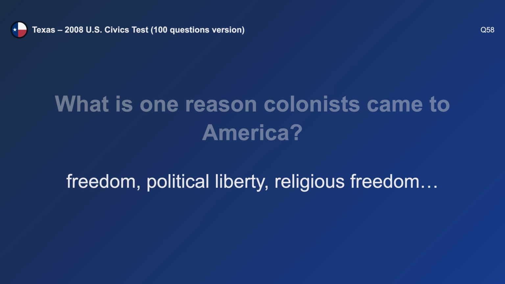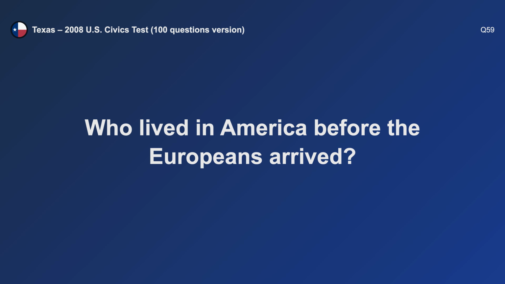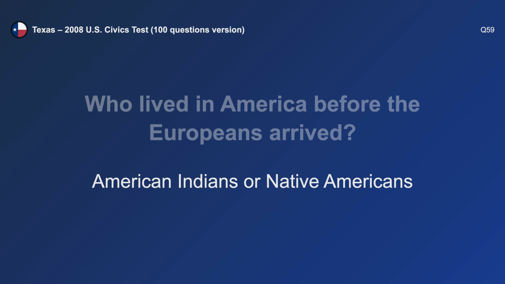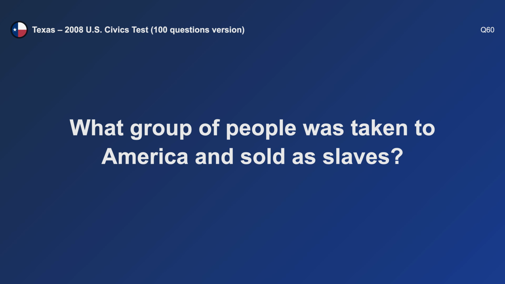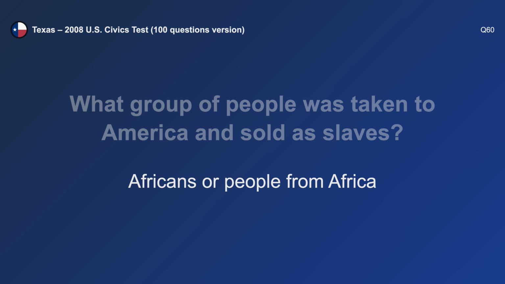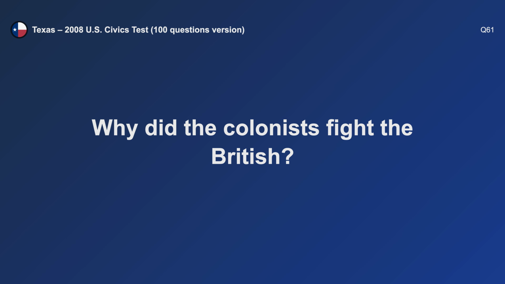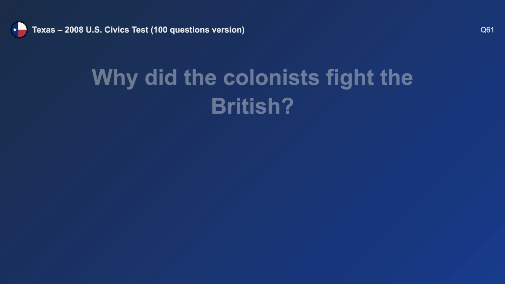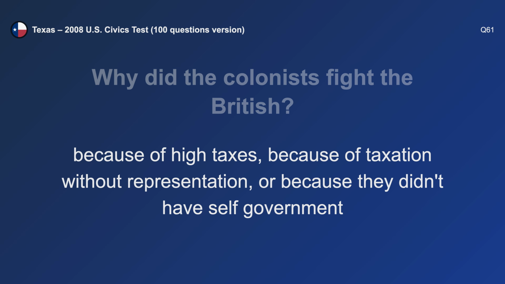Freedom. Who lived in America before the Europeans arrived? Native Americans. What group of people was taken to America and sold as slaves? Africans. Why did the colonists fight the British? Because of high taxes. Who wrote the Declaration of Independence?